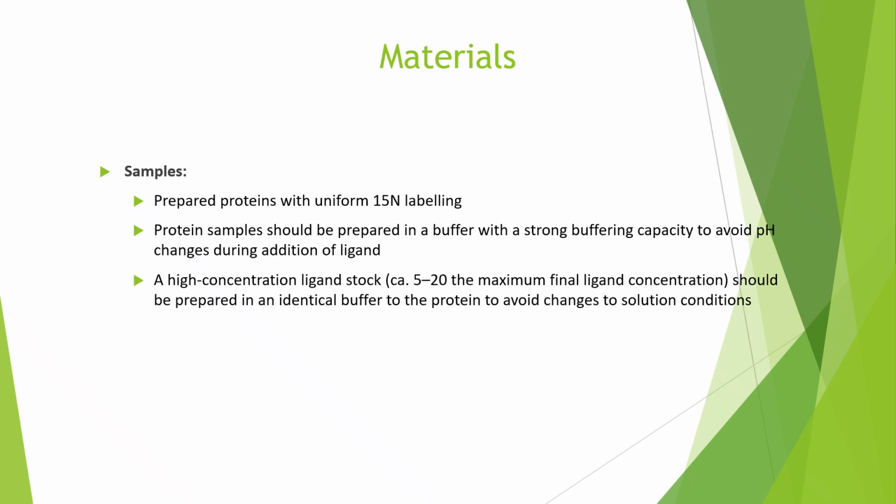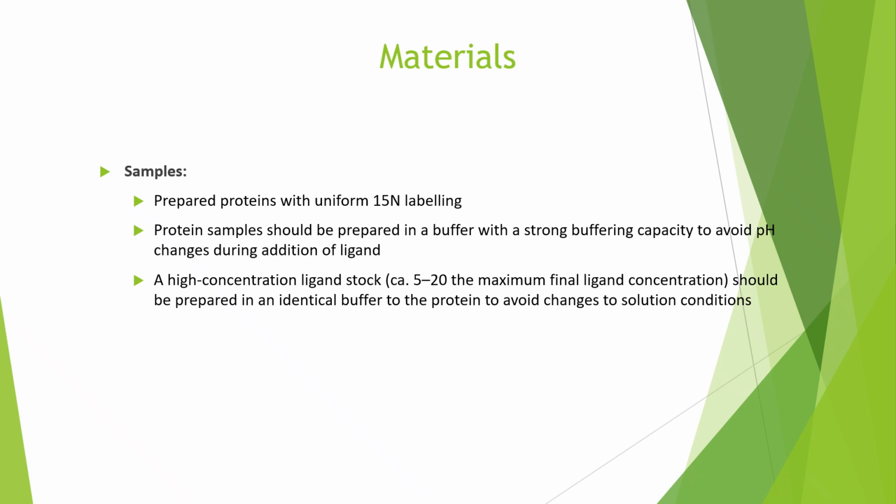Prepare protein with uniform 15N labeling according to standard expression protocols. Protein samples should be prepared in a buffer with a strong buffering capacity to avoid pH changes during addition of ligand. Since only chemical shift changes, instead of chemical shift values, are required for the analysis of titration data, we recommend that the reference DSS is not used during titration experiments, as it may interact with the protein, potentially introducing systematic errors into the results. A high concentration ligand stock should be prepared in an identical buffer to the protein to avoid changes to the solution conditions.